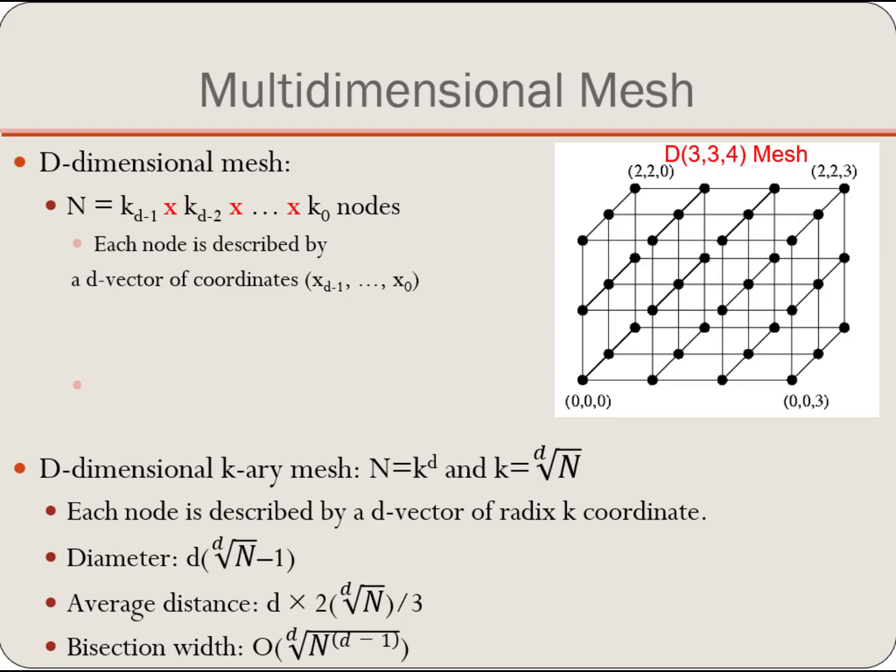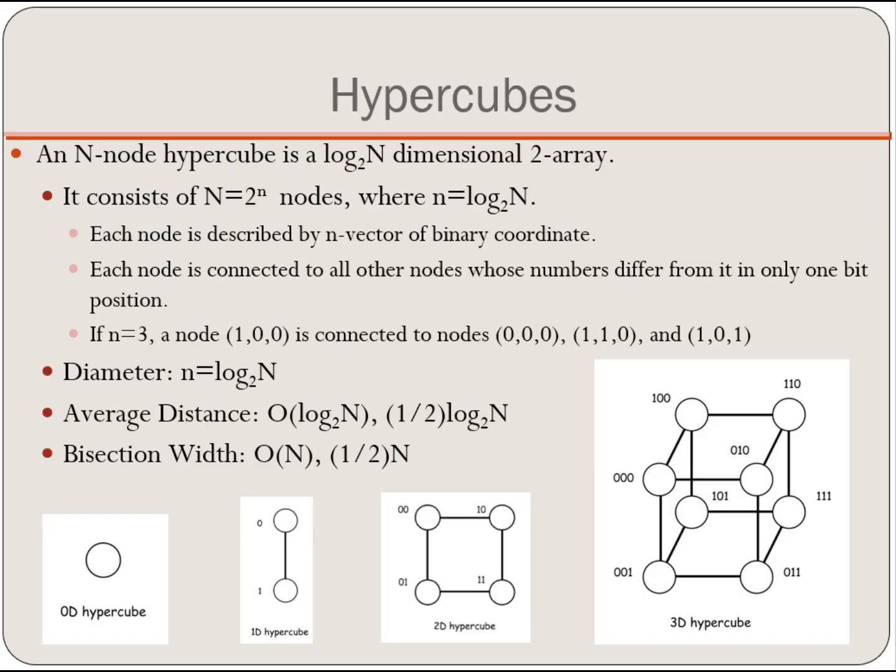If in this multi-dimensional mesh every dimension has the same size, then we call it a d-dimensional K-array mesh. And if K is binary, then it's a special K-array mesh called a hypercube. So a hypercube system with n nodes has log n dimensions.